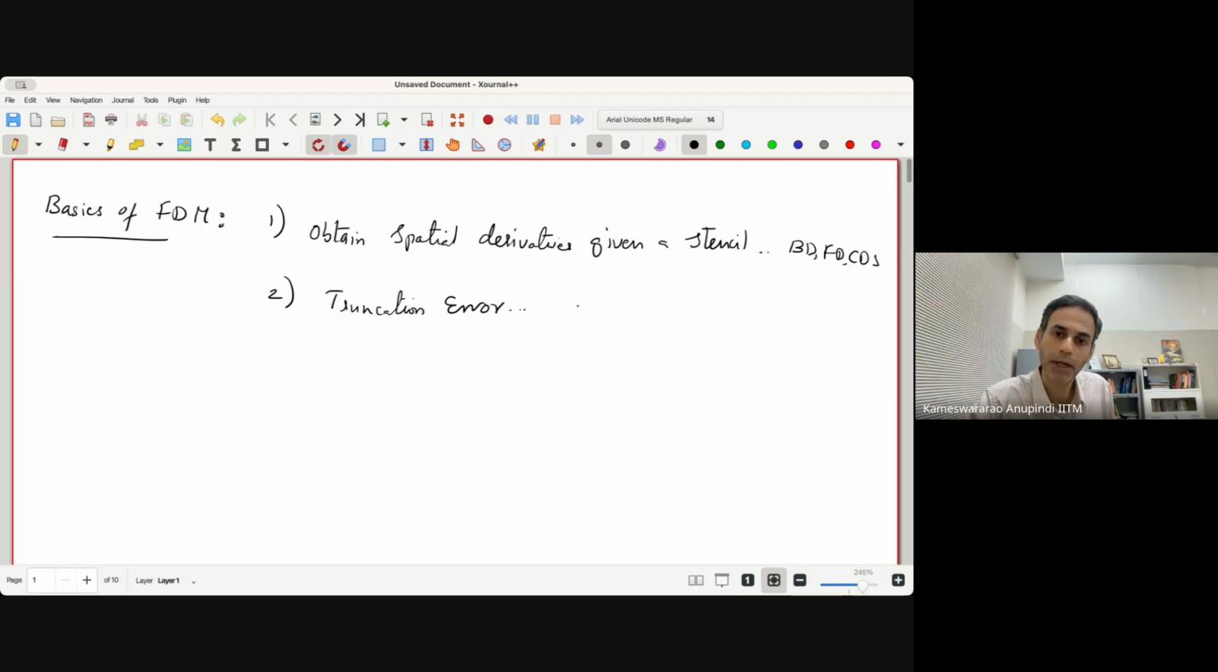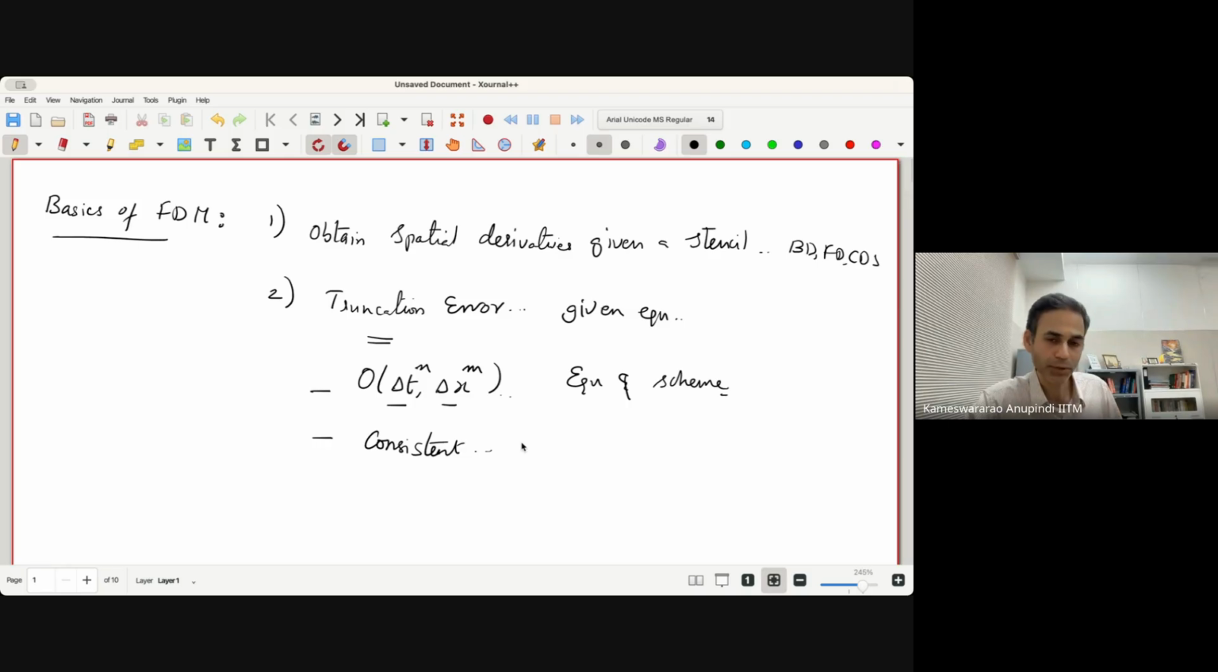for a given equation, right? So we were able to calculate the truncation error of a particular scheme, that is, what will be the order of delta t and delta x for a given equation and a given scheme. We were able to discretize given an equation and scheme, and we were also able to comment on whether the scheme is consistent or not. Consistent or not, because as you reduce delta t and delta x to smaller and smaller values, does the truncation error go to zero, right? So we did all of these things till now.